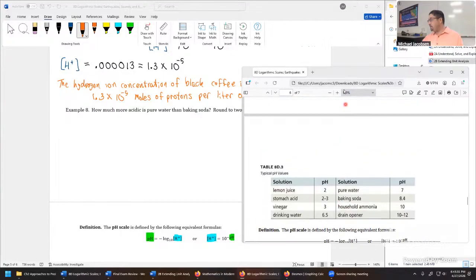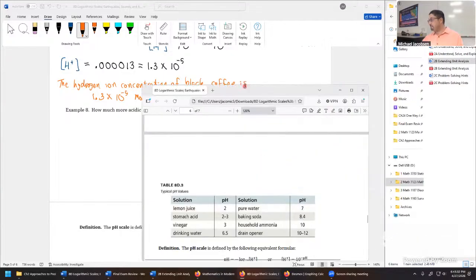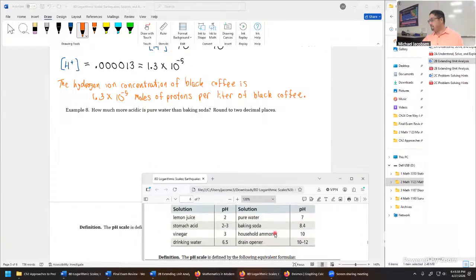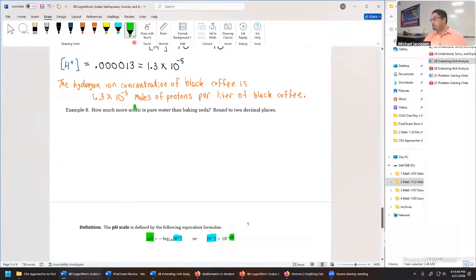So let's grab the scale to help along with the problem. So we want to know how much more acidic is pure water than baking soda. So let's grab our quantities. Pure water has a pH of 7.